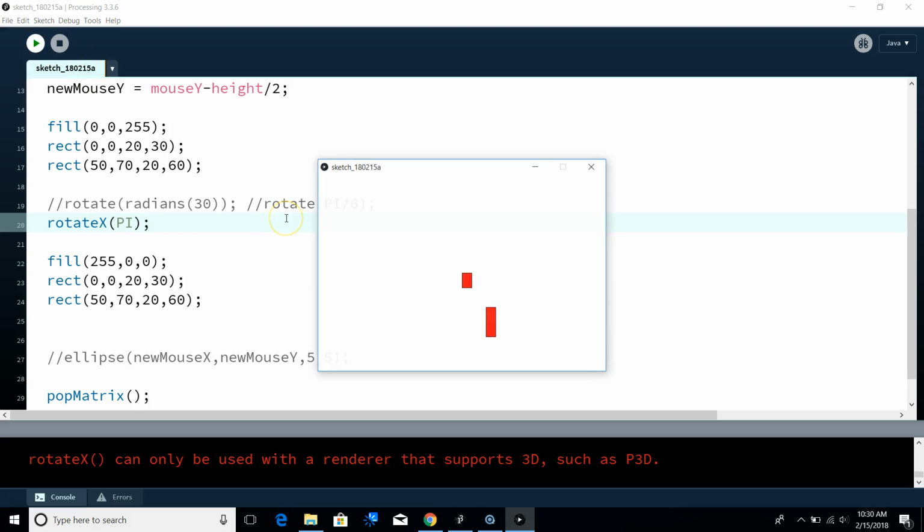If I hit go, it only draws the red ones. The blue ones are gonzies. Oh, wait. Where are the blue ones? The blue ones are the ones that should have just showed up, right? Yeah, there's an error code. The red ones are sitting on top of the blue ones, because my rotate x command didn't execute. It says it can only be used with a renderer that supports 3D.